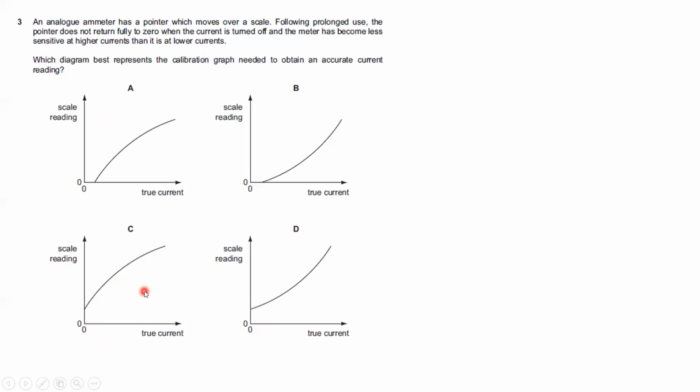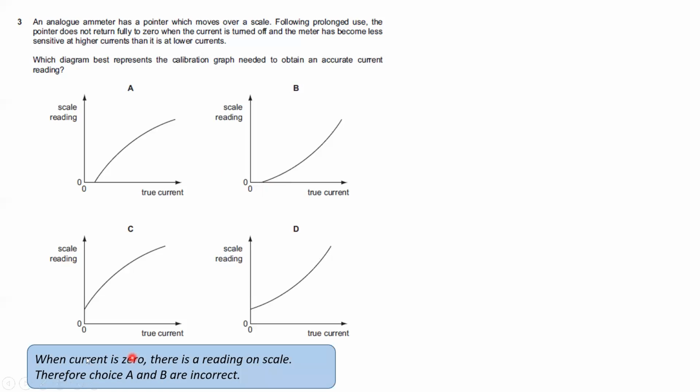In the other options there is no reading here and there is no current 0 here. So you cannot identify a scale reading when the current is 0. So that's what they're saying. When current is 0, there is a reading on the scale. Therefore, choice A and B are incorrect.